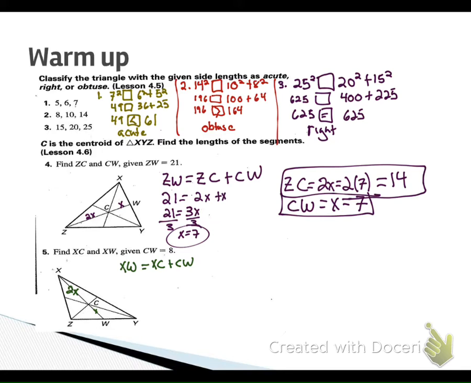But we actually know the value of CW. What is the value of CW? 8. So we see that x has to equal 8. So we have XW equals 2x plus x. We know the value of x, so we have XW equals 2 times 8 plus 8. XW equals 16 plus 8, which is 24. And then we're interested in the value of XC, which is 2x. So 2 times 8, which is 16.